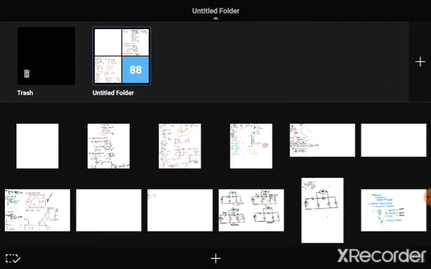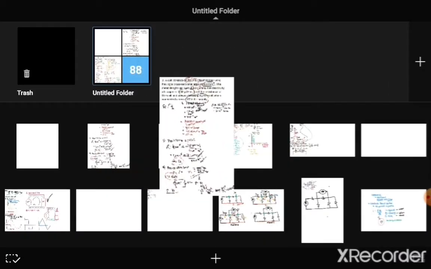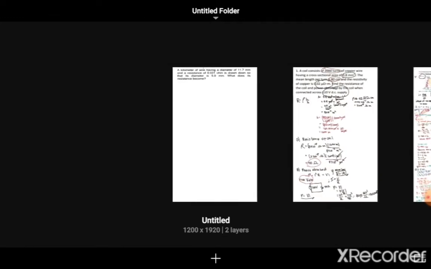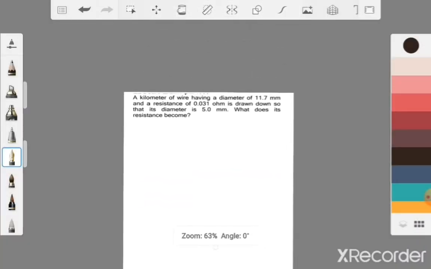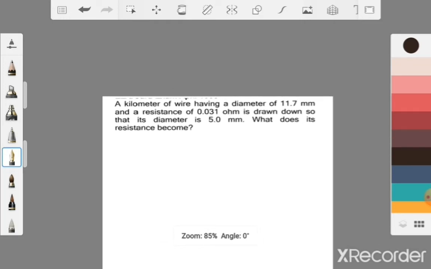Okay, so this will be our second example. A kilometer of wire having a diameter of 11.7 millimeter and a resistance of 0.031 ohm is drawn down so that its diameter is 5.0 millimeter. What does its resistance become?